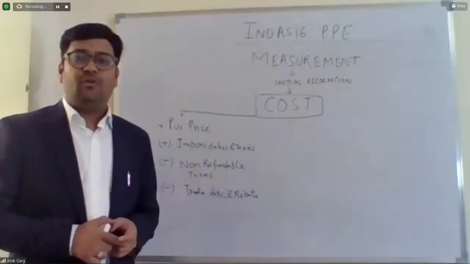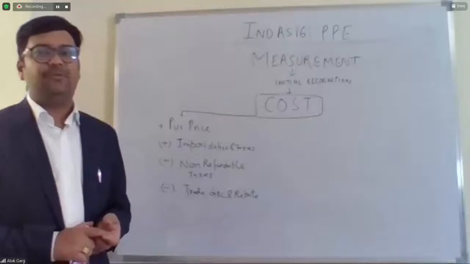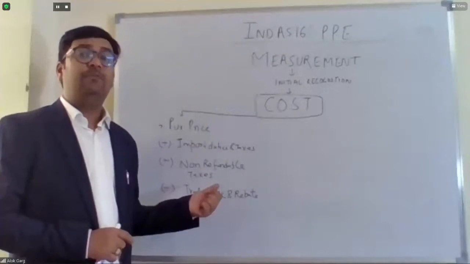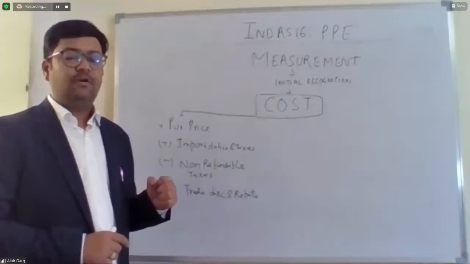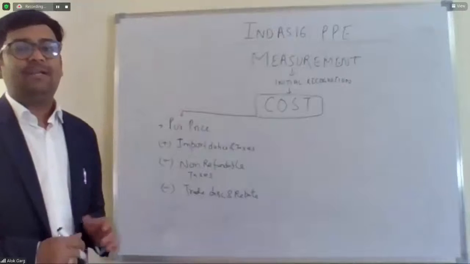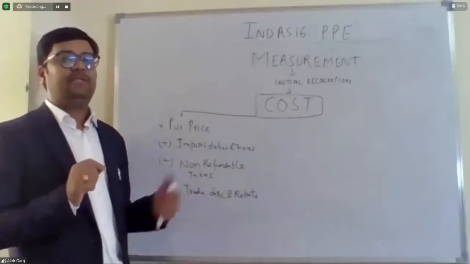So the government has charged a GST of rupees 3 lakh. If the company will not get an input credit of rupees 3 lakh, it will be added to the cost of the asset. But if the company is able to get the input credit of 3 lakh rupees, it will not be added as a cost of the asset.